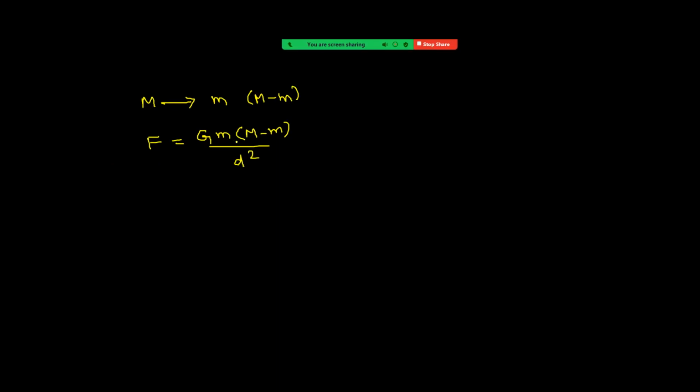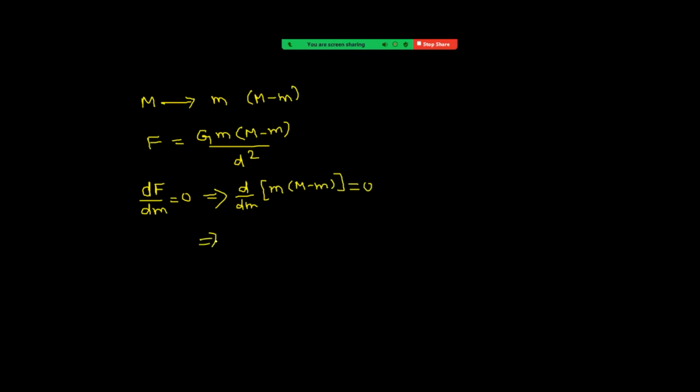Now in this the only variable is small m, and to make this maximum we have to differentiate force with respect to the variable and make that equal to 0. So this is what we have learned in maxima and minima, right? See the derivative of that, G is constant, d is constant. So I am taking directly the derivative of m into (M minus m), that is equal to 0.